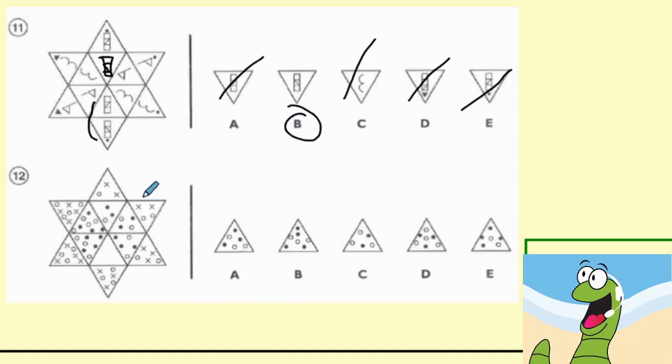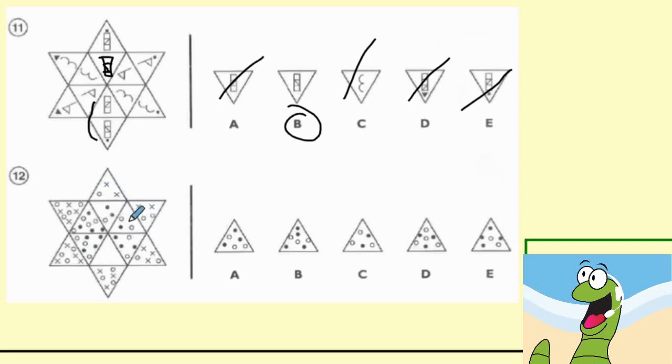Finally, 12. Let's have a quick look. We have triangles around the outside with crosses and circles. Triangles in the middle, no crosses, black circles or dots, and circles. Okay, so let's have a look at what we've got. We can look at what's the same or what is different. We've got a circle and a white circle.